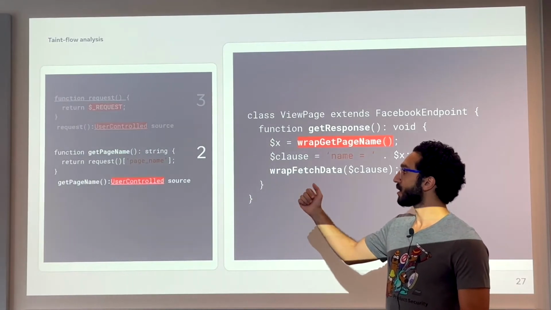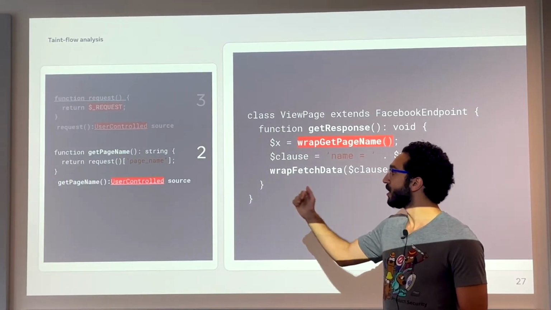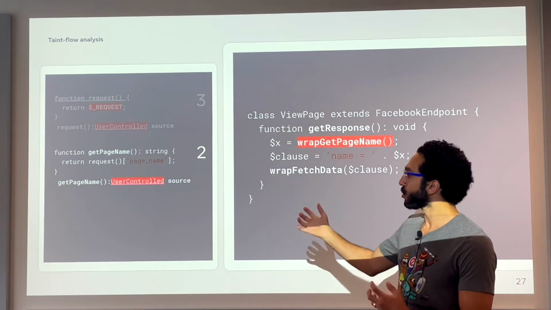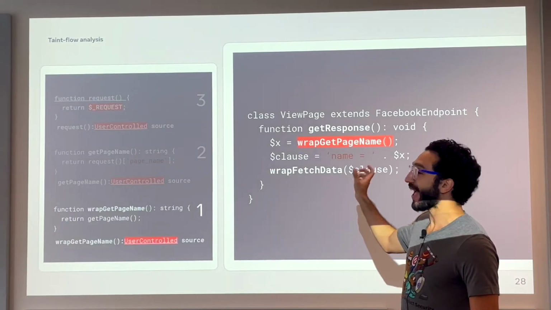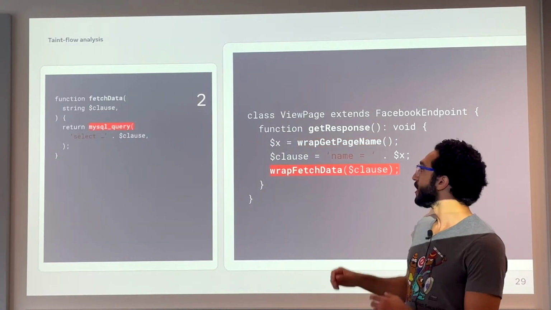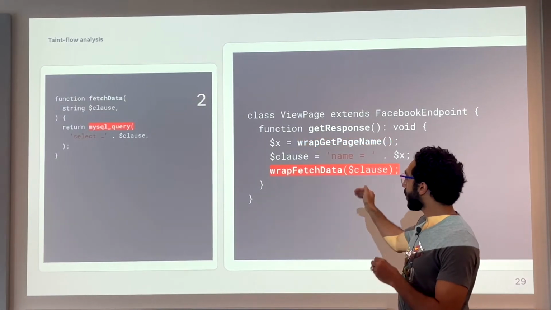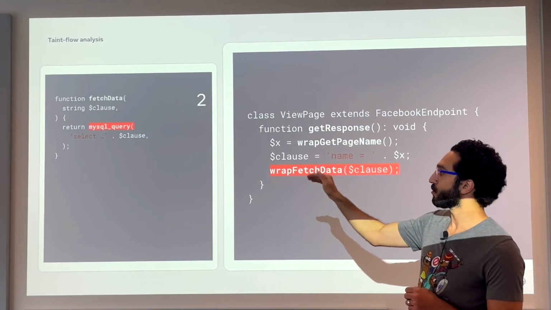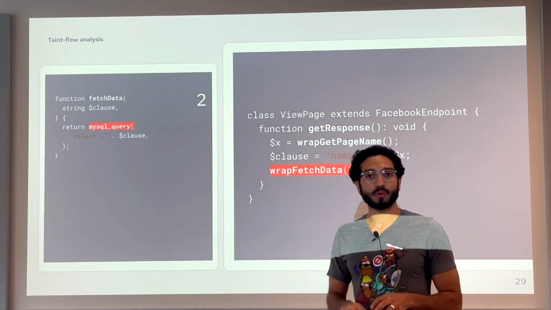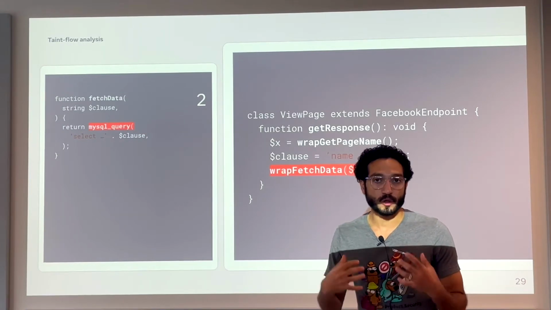It will also analyze get page name, which also returns the result from request, which is also a user-controlled source. We'll do the same with the wrap get page name, and now the tool knows that X is coming from a user-controlled source. Now, the taint flow analysis will analyze wrap fetch data, which realizes that fetch data passes the argument into MySQL query, and MySQL query will be provided in the configuration as a SQLi sink.